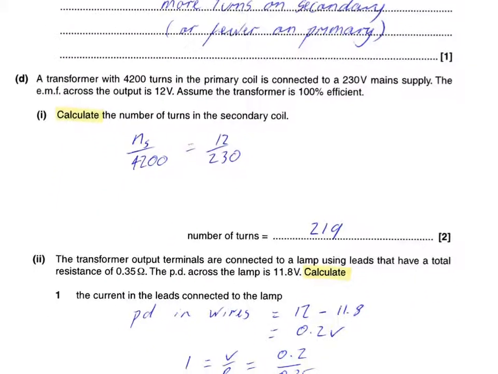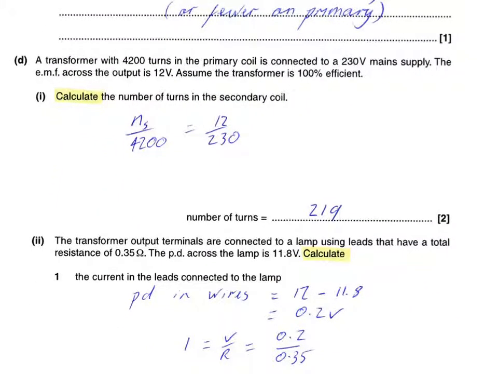We've got a transformer with that number of turns in the primary, 230 volt mains supply. The EMF across the output is 12 volts. Assume the transformer is 100% efficient. Calculate the number of turns in the secondary. Well, remember the key with these basic calculations is that the ratio of the turns is the same as the ratio of the PD. So number in the secondary divided by the number in the primary, 4,200, is equal to the voltage in the secondary, 12, divided by the voltage of the primary, 230, and that works out as 219 turns.